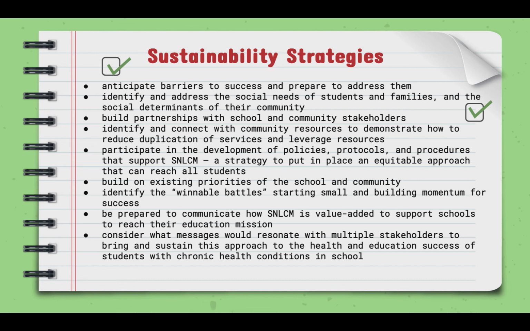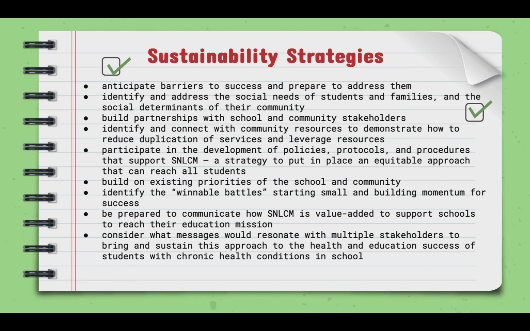Who is going to be a barrier? What types of barriers? It's not always financial. Sometimes it's people. Sometimes it's physical. What are the social needs of students and families and the social determinants of health, which may or may not be a goal, but it might be something that's more big picture. Start building those partnerships within the school and within the community. Again, community resources: how can you avoid duplication of services, and also leverage resources for the schools that might be something that's happening out in the community.